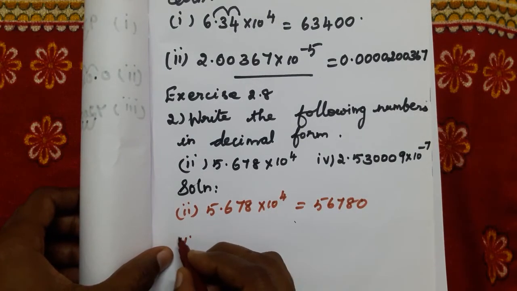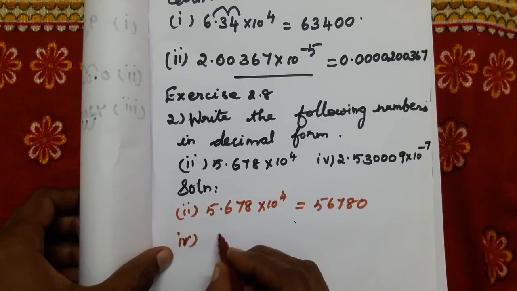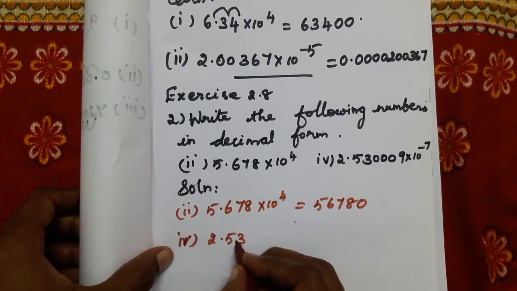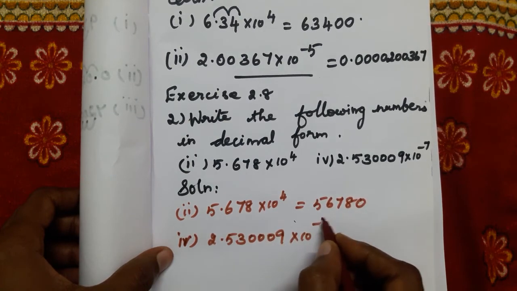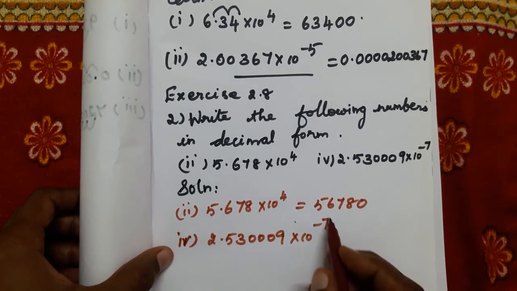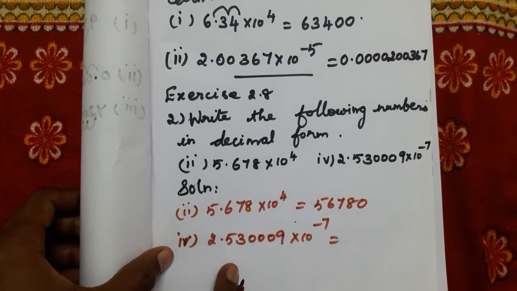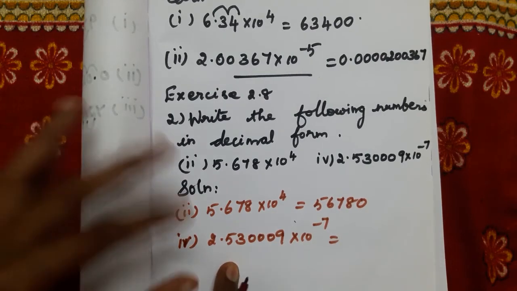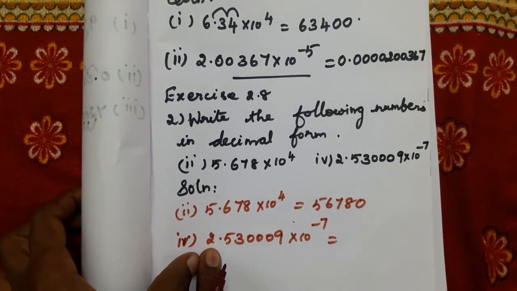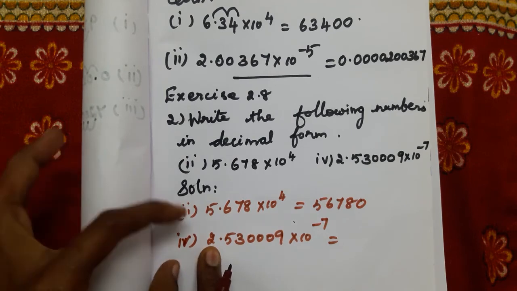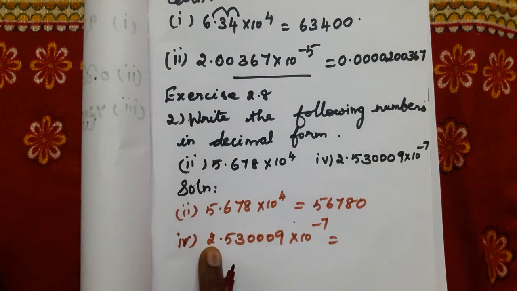Next, fourth problem. 2.530009 into 10 power minus 7. Here minus 7. Minus 7 is given means the decimal point we have to move 7 digits left. Now here how many digits are there? Only 1 digit before the decimal point. We have to move 7 digits.